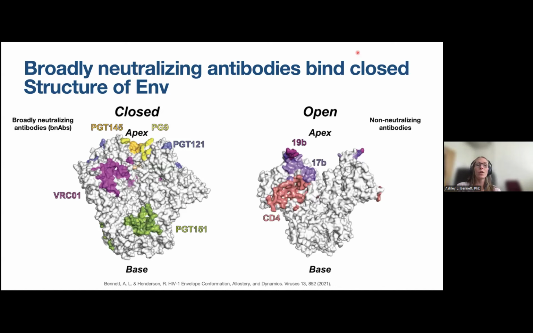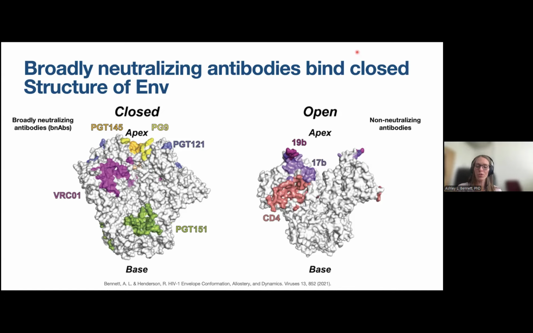So this shows how the structure of the envelope is very important for the type of immune response you can elicit if you're going to be using this in your vaccine. And because we need to understand the conformation and structure of this protein, we really do need to understand the dynamics to be able to design an effective vaccine.